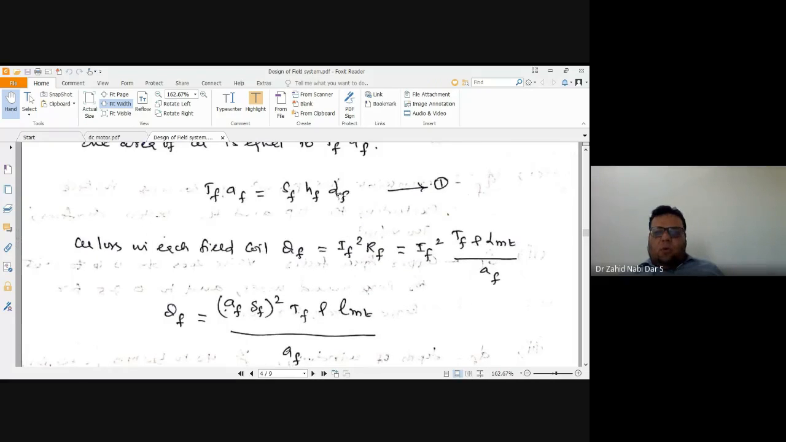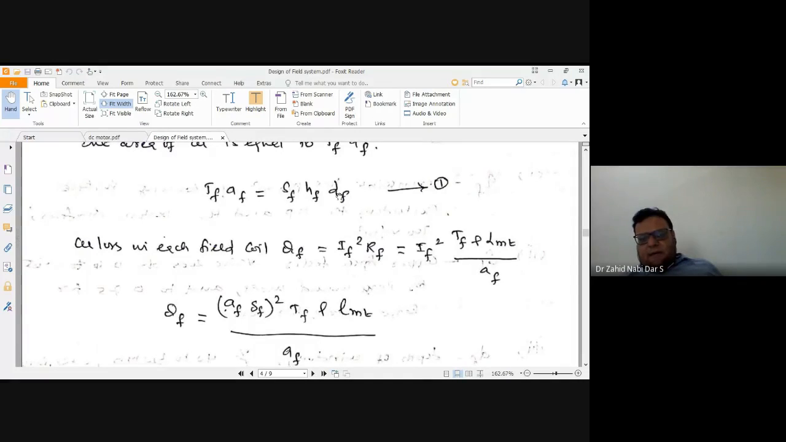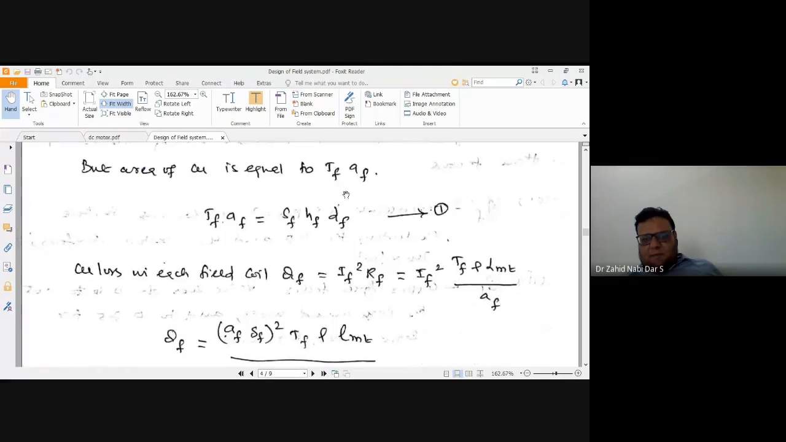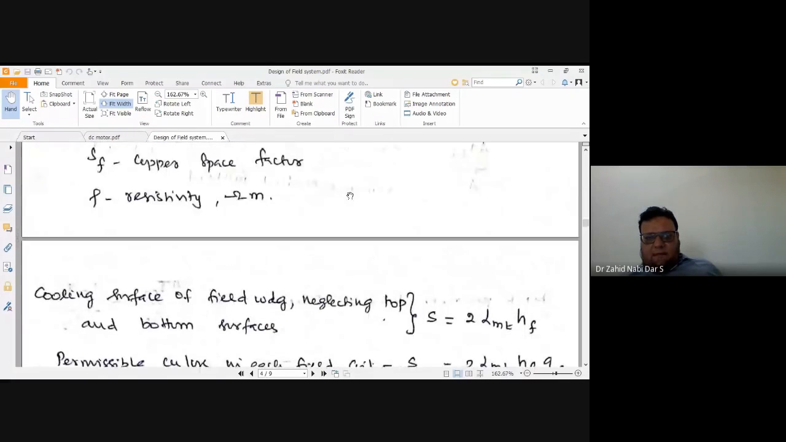Till now you are clear? Any doubt, Sushmita? Suchitra? Yes, sir. Till now you are having any doubt in any equation? You tell me please. Any doubt you are facing, whatever I started? I will tell once again.